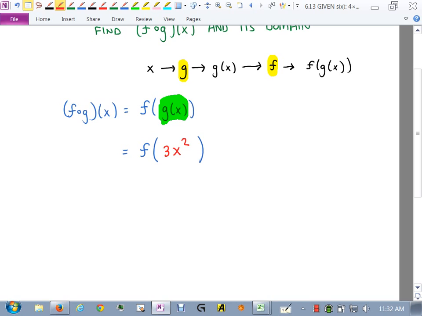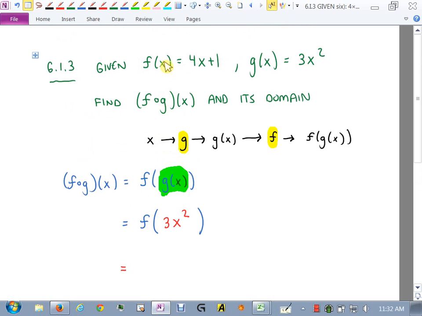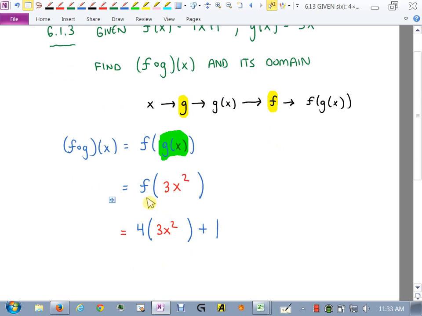Now, tell me what the f function is going to do with this. So let's go back up and look at f. Here's f. This is the thing that's getting put in, right? So we're going to replace this x with 3x squared. So I'm going to rewrite f right here, but instead of writing x, I'm going to write this. So it'll look like this: 4, and then I'm replacing the x with 3x squared, and then the rest of f was what? Plus 1.